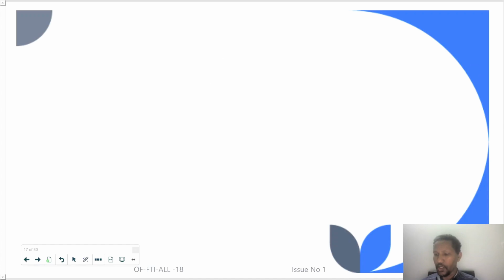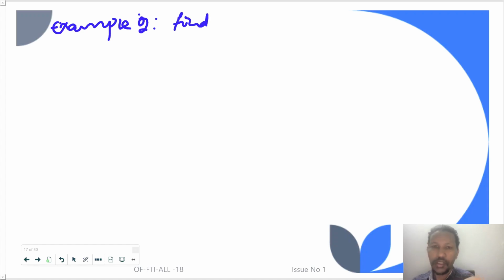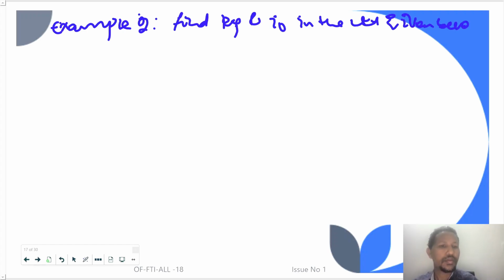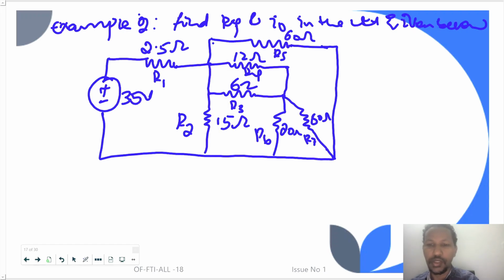Example 2. Find R equivalent and I naught in the circuit given below. Okay, so this is the network. We are asked to determine the current I naught and the equivalent resistance R equivalent. So first we need to understand the connection scheme of the network.